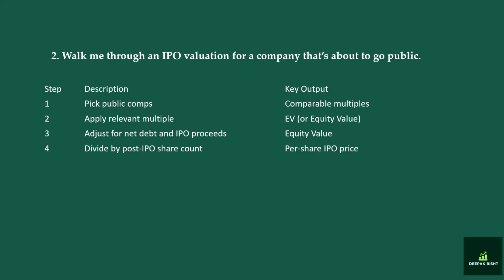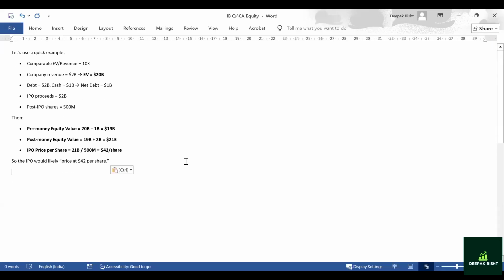Let's do an example for this now, because it will be a better approach. So let's do a quick example. For the comparable enterprise value to revenue ratio, we are assuming that the multiple is 10x, and the company revenue is $2 billion. So the enterprise value is going to be $20 billion.